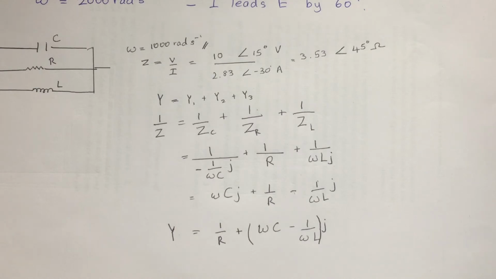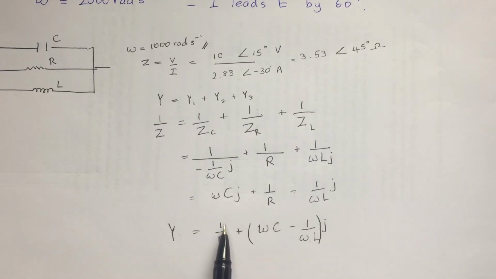It's a little bit similar to the series circuit equation. When we are considering the Z, the total impedance in a series circuit, we have written R plus (omega L minus 1 over omega C) into J. In a series circuit, this would be impedance, not admittance, so the Z would be equal to R plus (omega L minus 1 over omega C)J.